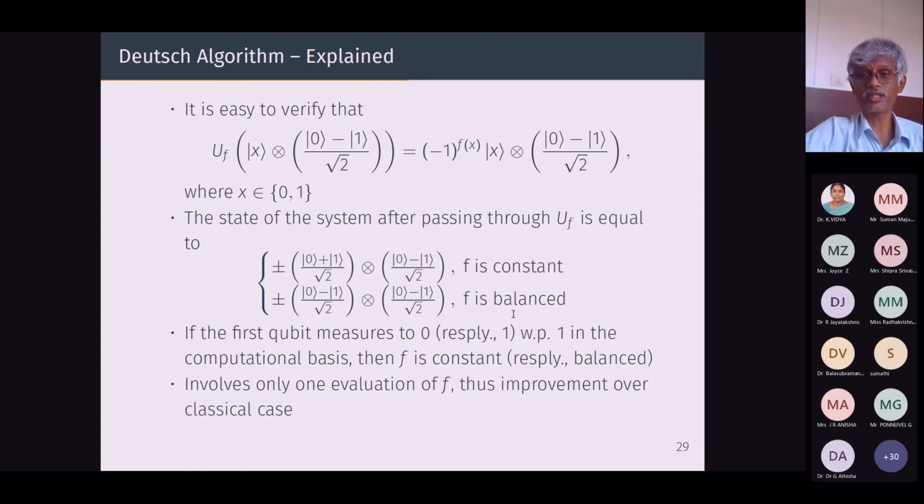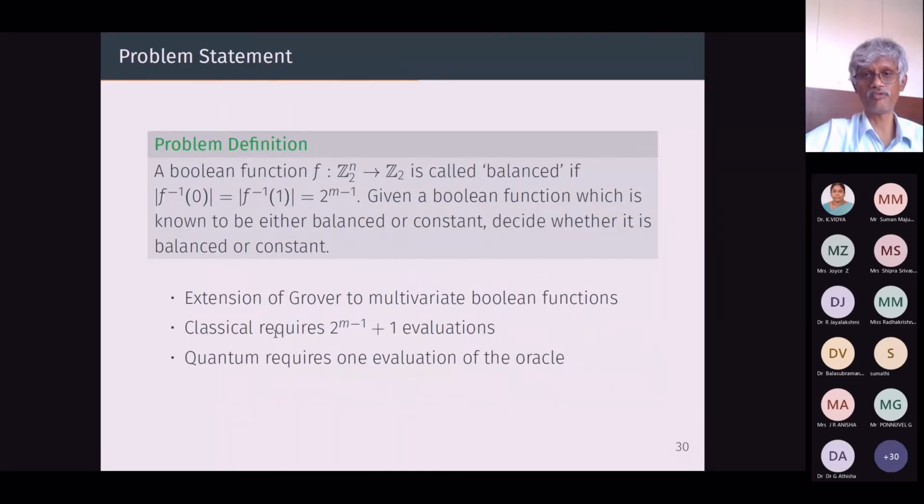So if the first qubit measures to 0 with probability 1, we say that f is constant, and if it measures to 1, we say that it is balanced. Okay, so if the first qubit measures to 0, respectively 1, with probability 1 in the computational basis, then we say that f is constant, respectively balanced. So this involves only one appeal to this UF oracle. With one appeal to the UF oracle, we can distinguish between constant versus balanced, which is an improvement over the classical case, which requires two appeals to the f function.